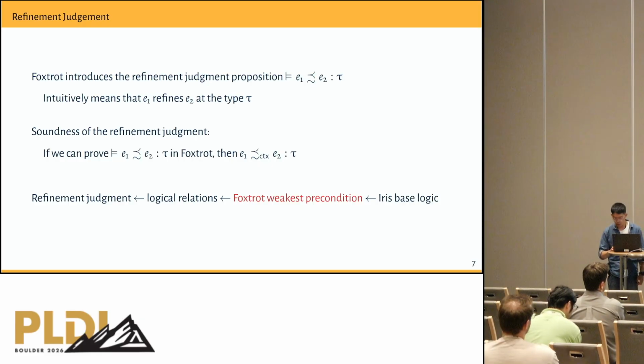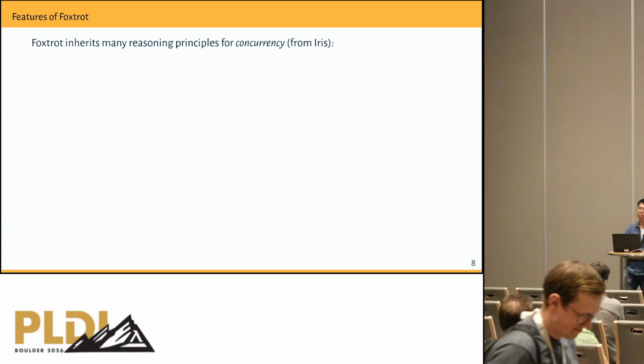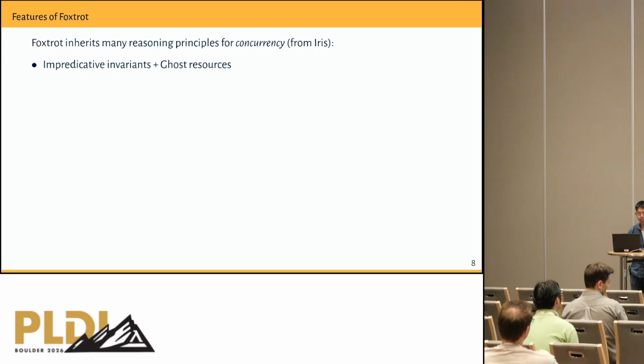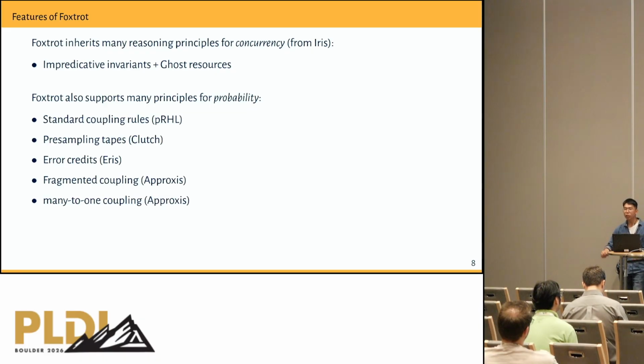Because Foxtrot is built on top of the Iris-based logic, we immediately inherit all the nice reasoning principles for reasoning about concurrency. For example, we have impredicative invariants and ghost resources. Foxtrot is also inspired by various logics for reasoning about probabilistic programs, and it supports a wide range of logical facilities for reasoning about probabilistic principles. For example, we have error credits from Aarhus and fragmented coupling from Approxis.